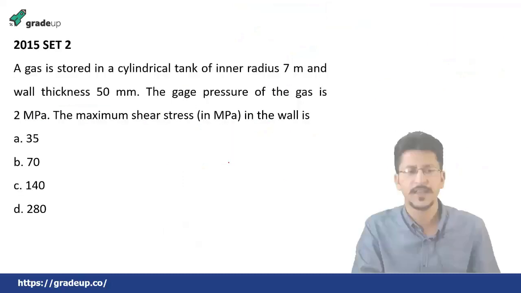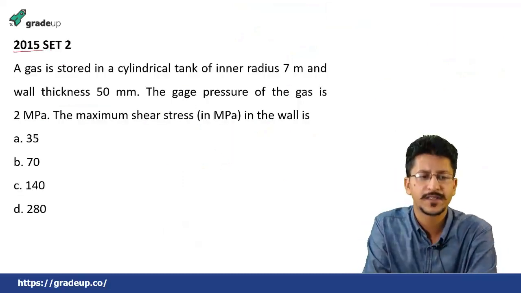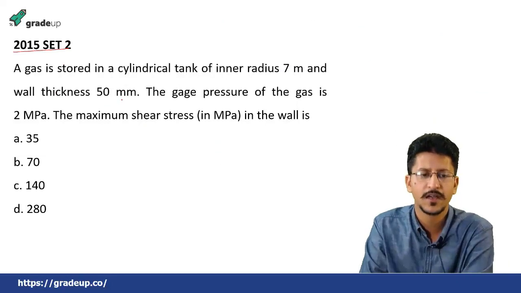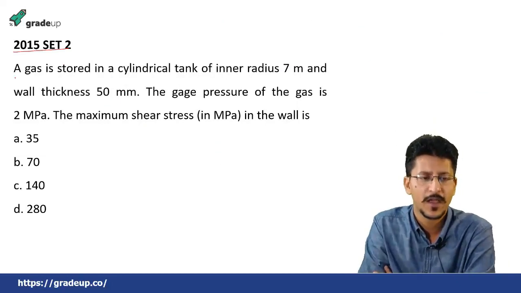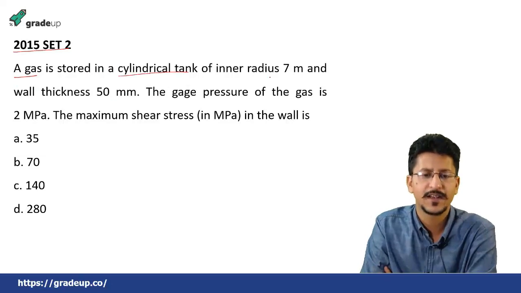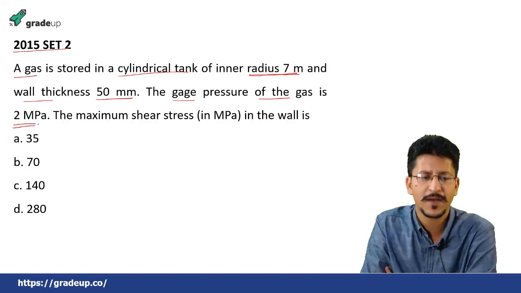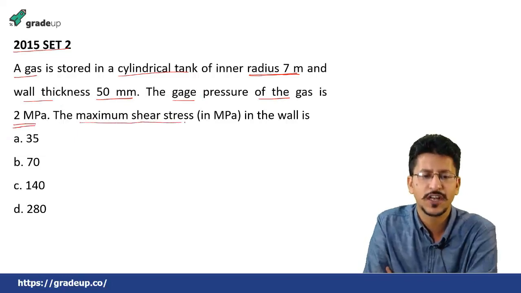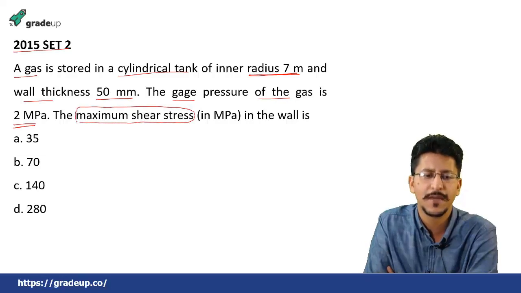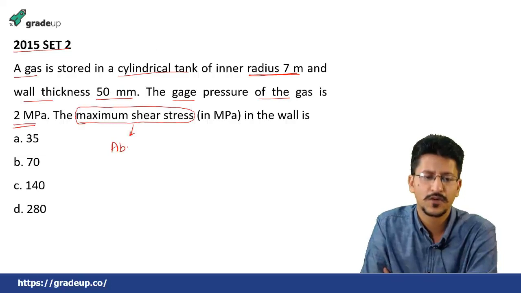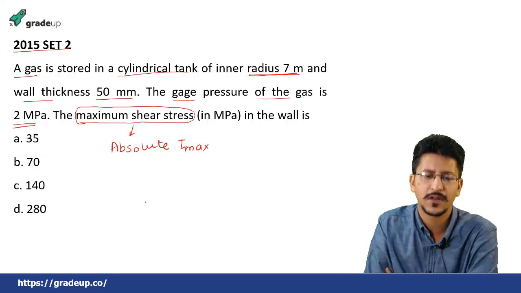Okay, let us see the next question. GATE 2015 set 2. This is a question from the topic of thin pressure vessels. A gas is stored in a cylindrical tank of inner radius 7 meters and wall thickness of 50 mm. The gauge pressure of the gas is 2 megapascal. It is asking for the maximum shear stress. Please note down that it is asking for the maximum shear stress, or you can say the absolute tau max.